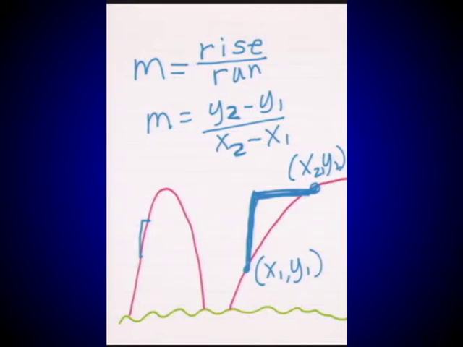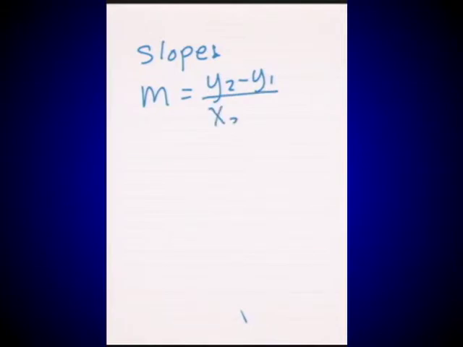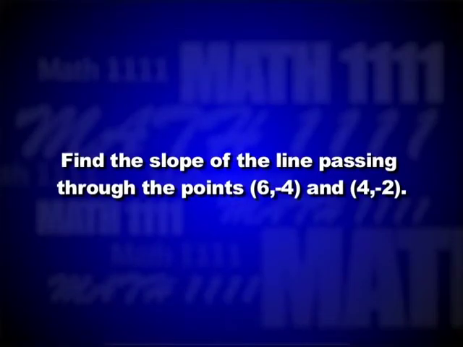So let's go back here and write that slope formula down. Our slope is going to be M equals Y sub 2 minus Y sub 1 divided by X sub 2 minus X sub 1. Okay, let's look at a problem that goes with this. So going back, problem number 1, we'll find the slope of the line passing through the points 6, negative 4, and 4, negative 2.